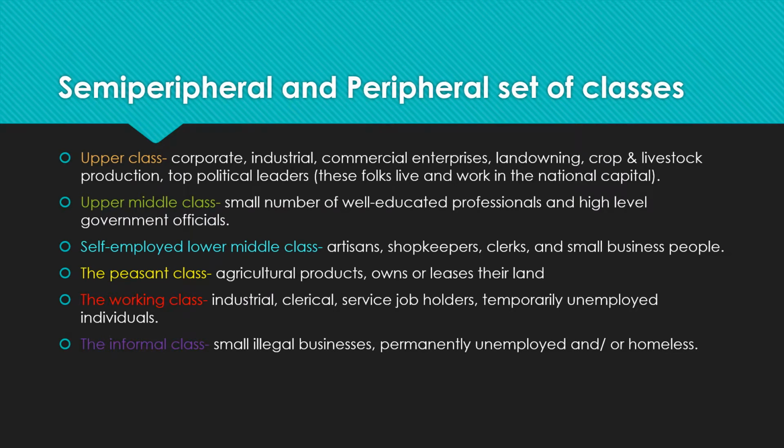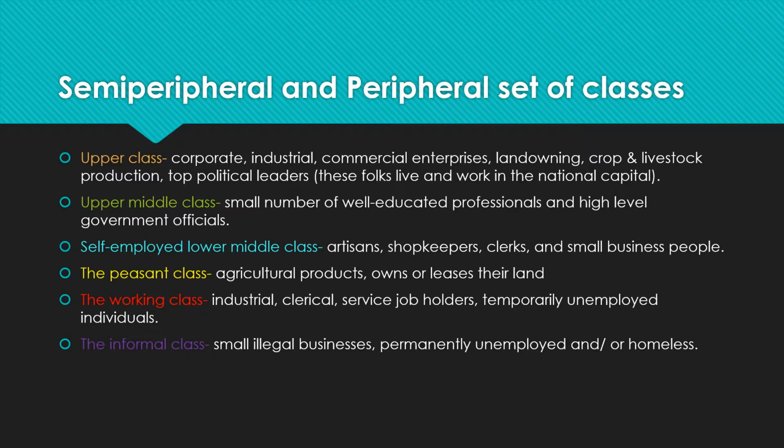Next, we're going to look at the semi-peripheral and peripheral nations, and they have a fairly uniform set of classes, so a little bit different than the core nations. First you have the upper class. These include the corporate, industrial, commercial enterprises, the landowners, crop and livestock production, and your top political leaders. Now, the difference for top political leaders is that these folks live and work in the nation's capital, which is not entirely true for a lot of core nations.